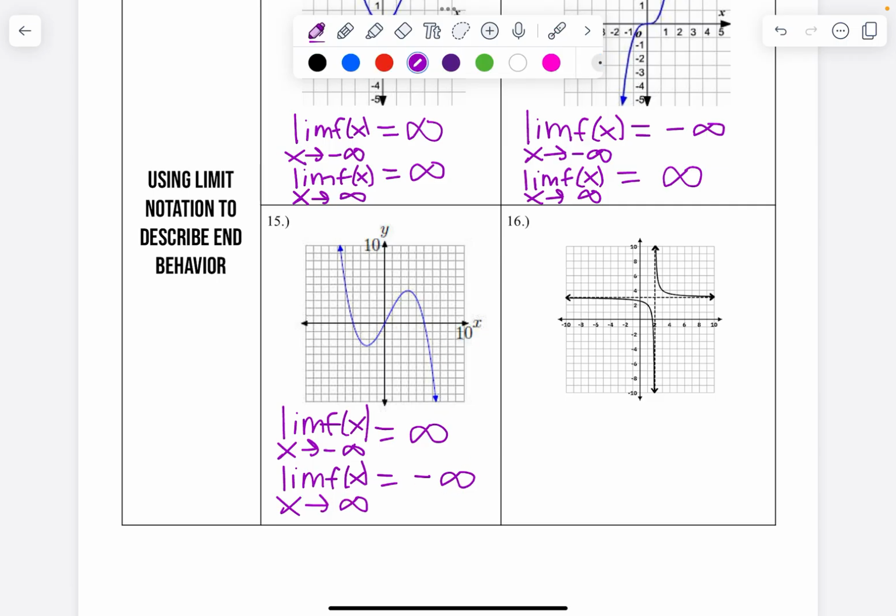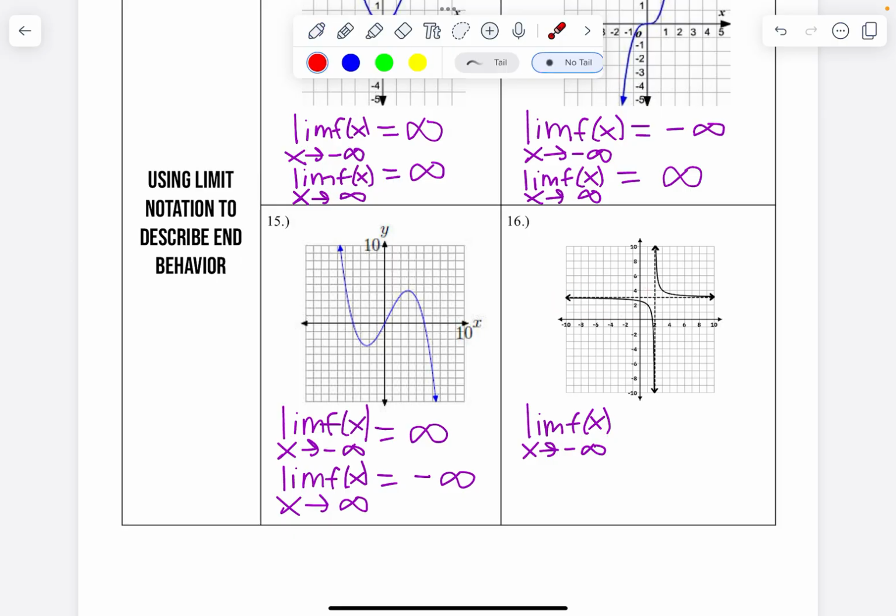In number 16, we have a rational function, or in Precalc, we will be calling it a reciprocal function. The x is below the fraction bar if we would have the equation for this. We see a vertical asymptote here, horizontal asymptote here. But we are looking for the end behavior. So the limit of our function as x goes to negative infinity.